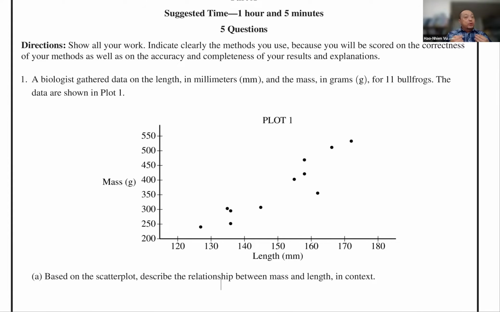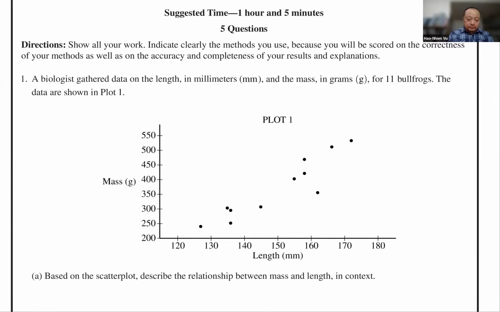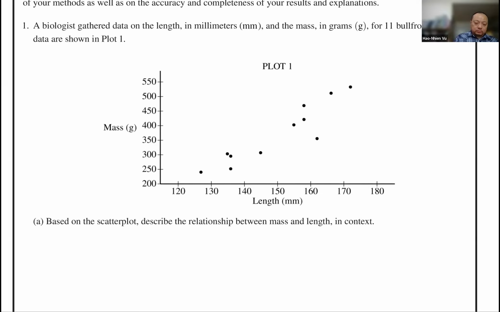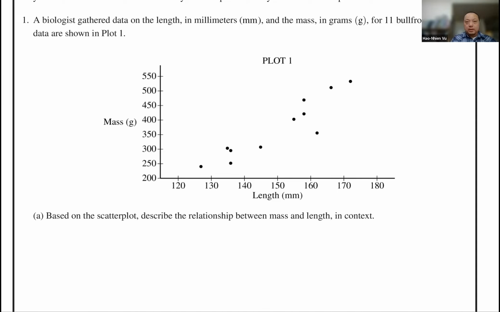Use words to describe whatever population we're working with. Here, the population are the bullfrogs. Use words to reflect what sample we're working with. The sample here is the 11 bullfrogs. So anything involving population, sample, variables, parameters, use words, and that's what they mean by the word in context. They want to describe the relationship, so here it is.